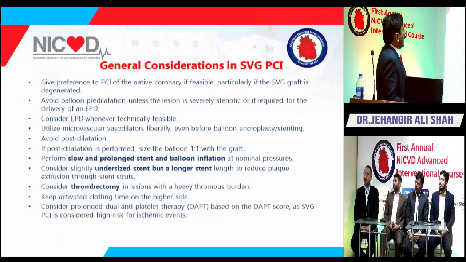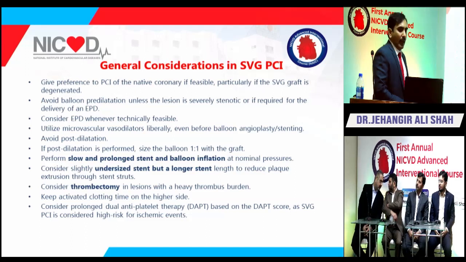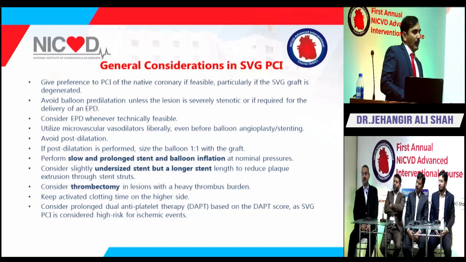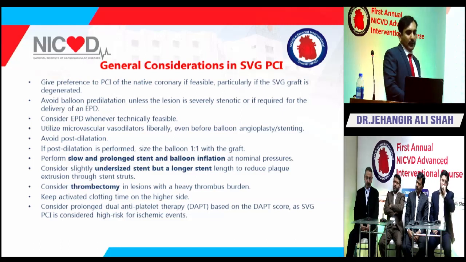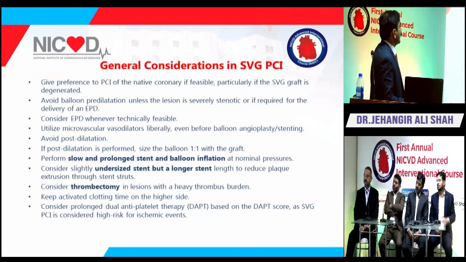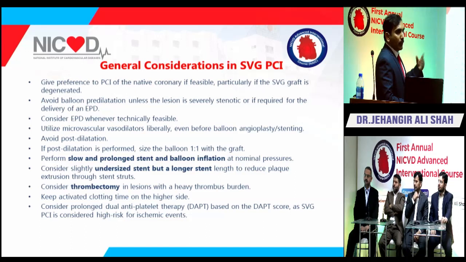You should prefer PCI of the native coronary vessel if it's feasible, especially if the SVG graft is degenerated. If it is less complex, you can directly stent. Avoid balloon pre-dilatation; post-dilatation is better to prevent peri-procedural MI and the risk of no reflow, which is very high. Put an embolic protection device in these patients and utilize microvascular vasodilators throughout the procedure, before and during stenting, because it will even prevent the no reflow and also treat the slow flow.